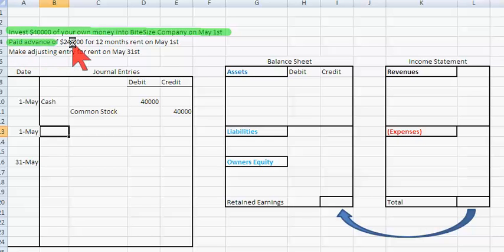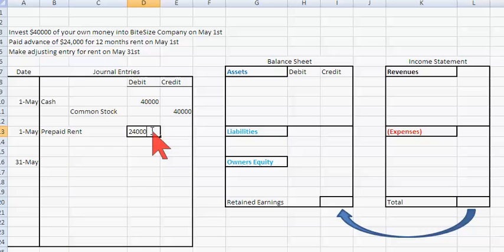The next is we paid $24,000 for 12 months of rent in advance. Since we paid in advance, it's not an expense, but it's an asset because assets are things that we're going to use in the future. So since we're paying in advance, the asset is called prepaid expense. Prepaid rent for $24,000, which represents 12 months of rent. And how did we pay this? We paid it using cash.